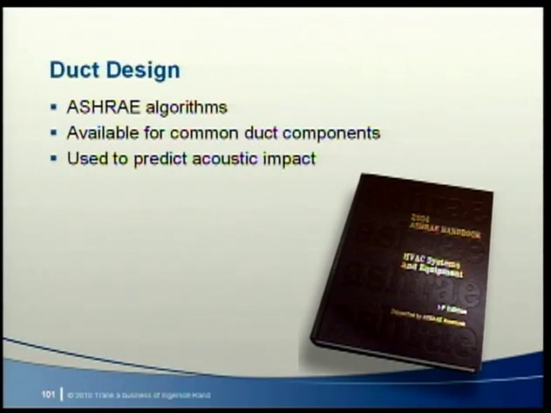ASHRAE has equations that can be used to calculate the sound generated by common duct elements, like elbows and junctions. The equations were developed by testing duct components in a sound lab. Each component was tested in a variety of duct sizes over a range of airflows. As a result, we can predict the acoustical impact of these common components.